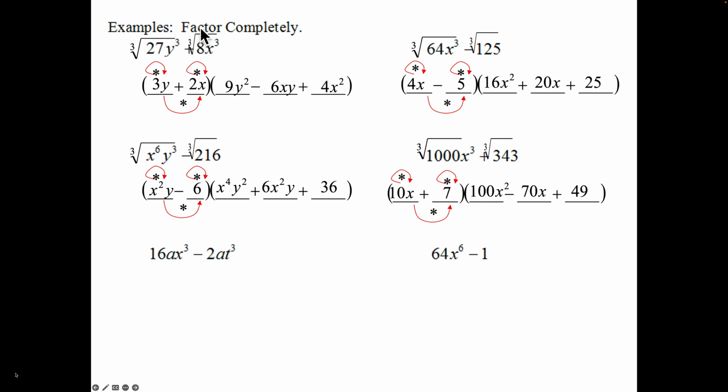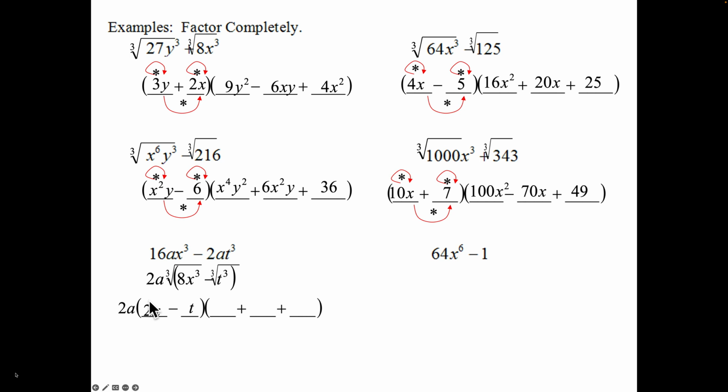Oh, directions: factor completely. We have a GCF here. We're going to take out the a and we're going to take out a 2. So 2a times 8x cubed minus t cubed. Perfect cube right here. So 2a, binomial minus, trinomial plus plus. Cube root of 8x cubed, that will be a 2x. Cube root of t cubed is a t.